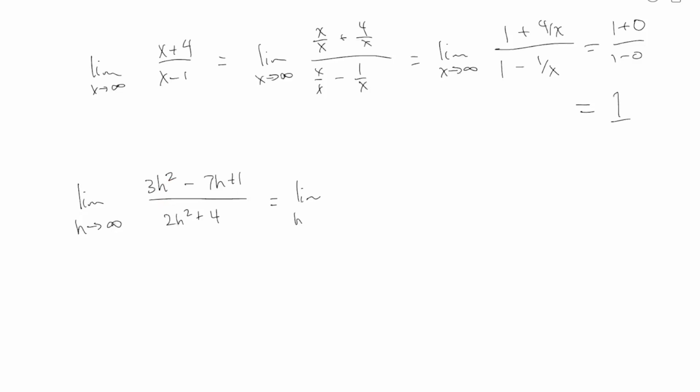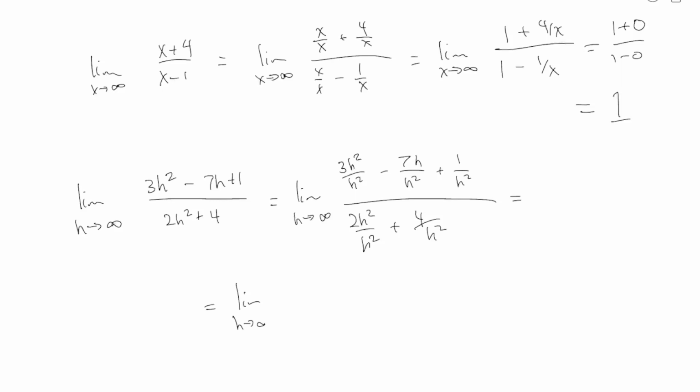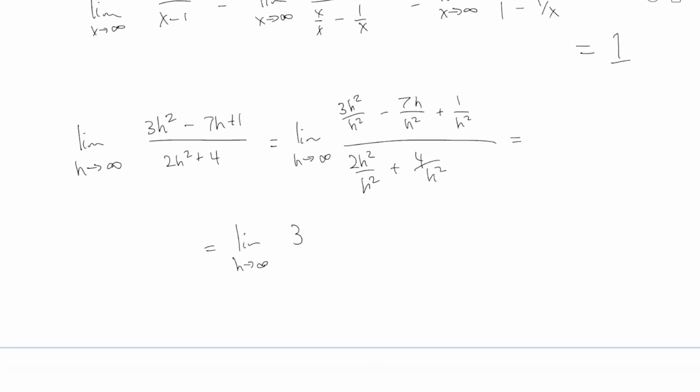So this becomes 3h squared over h squared minus 7h over h squared plus 1 over h squared, divided by 2h squared over h squared plus 4 over h squared. Right? Simplifying what we can here, 3h squared over h squared, that's just 3 minus, okay, this is 7h over h squared. What does that simplify to when I cancel as many h's as you can?